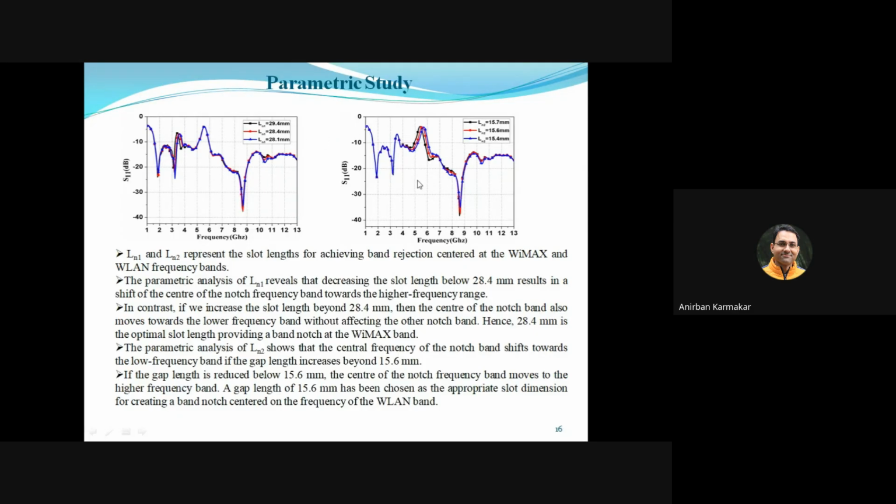The parametric analysis of LN2 shows the central frequency of the notch band shifts towards the lower frequency band if the gap length increases beyond 15.6 mm. If the gap length is reduced below 15.6 mm, the center of the notch frequency band moves to the higher frequency band. So a gap length of 15.6 mm has been chosen as the appropriate slot dimension for creating a band notch centered at the frequency of the WLAN band.